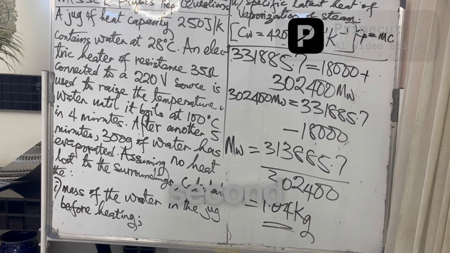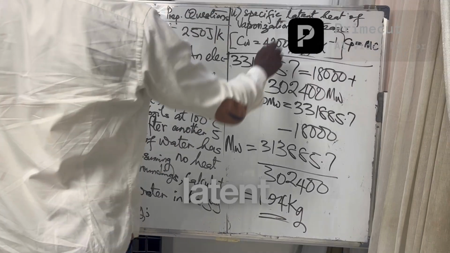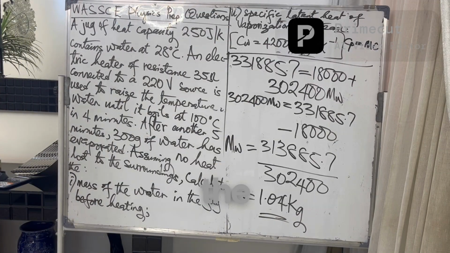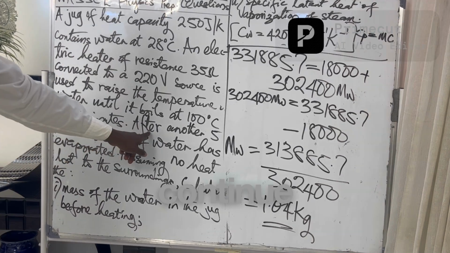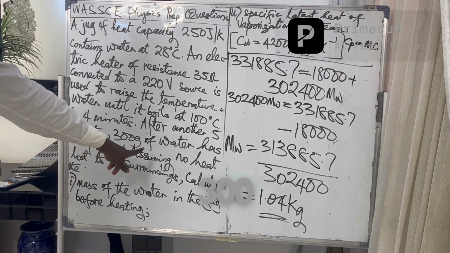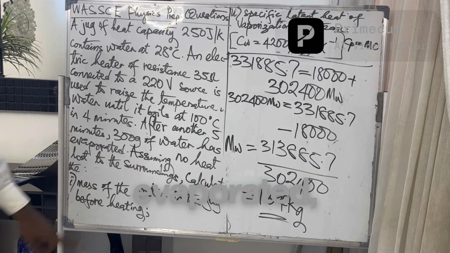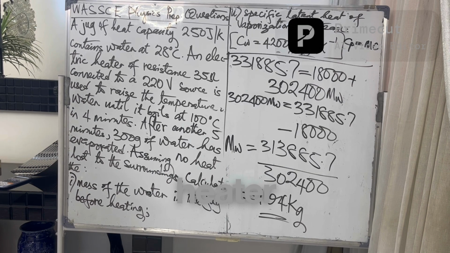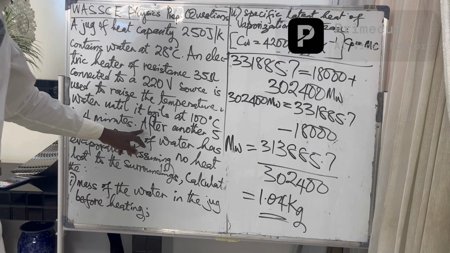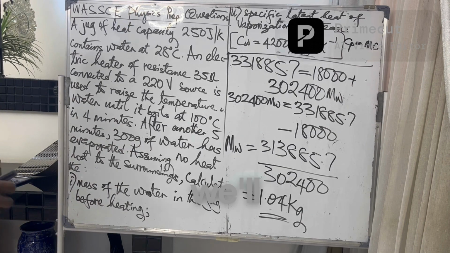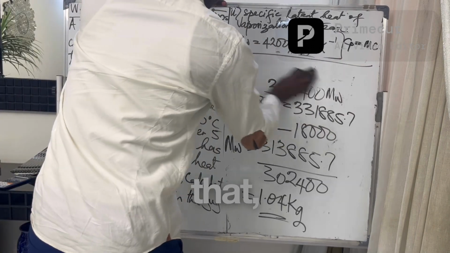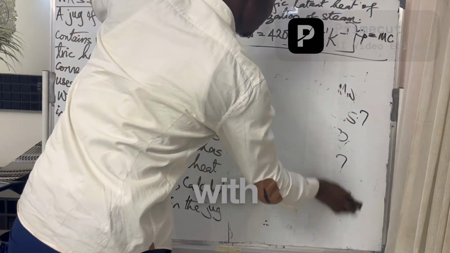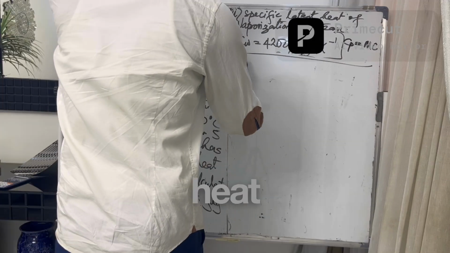Now we'll be going to the second part, which says that we should get the latent heat of vaporization of the steam. Now to do this, it will continue from here. After another 5 minutes, 300 grams of water has evaporated. So we would assume that the heat energy from the electric heater is used in making the water evaporate. So we'll be talking about latent heat of what? Vaporization.